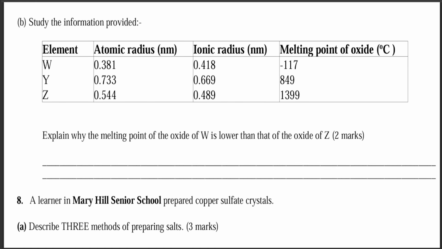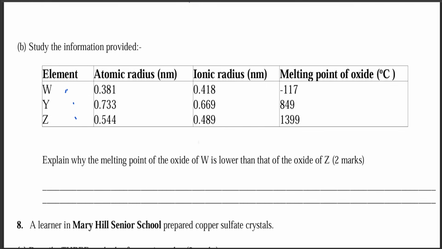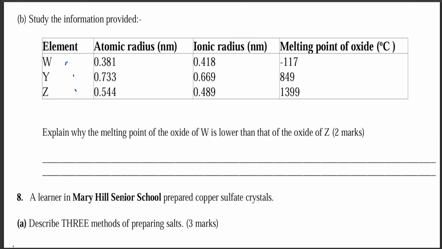Study the information provided, explain why the melting point of oxide of W is lower than that of the oxide of Z. Ukiangalia atomic radius, W, Y, and Z, is it the same thing? No, different. W, Y, and Z, atomic radius, hii ndo kubwa. But why the melting point of the oxide of W is lower than that of oxide of Z? W ni hii hapa, hii ndo Z. So why? I think it's very simple. I think the reason is moja iko na simple molecular structure and the other one has giant ionic structure.